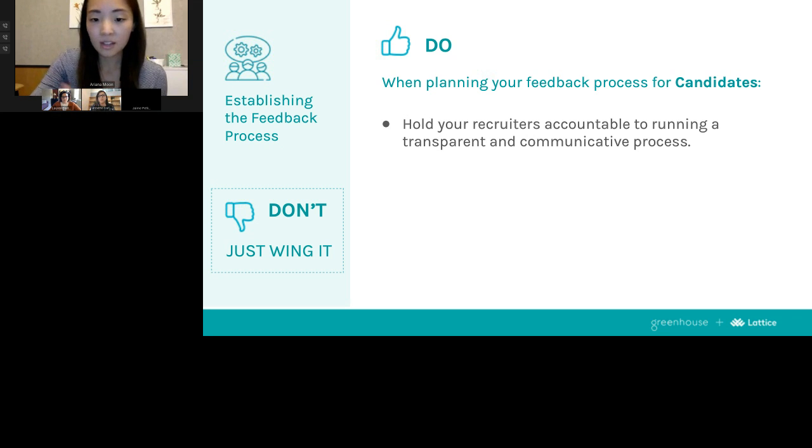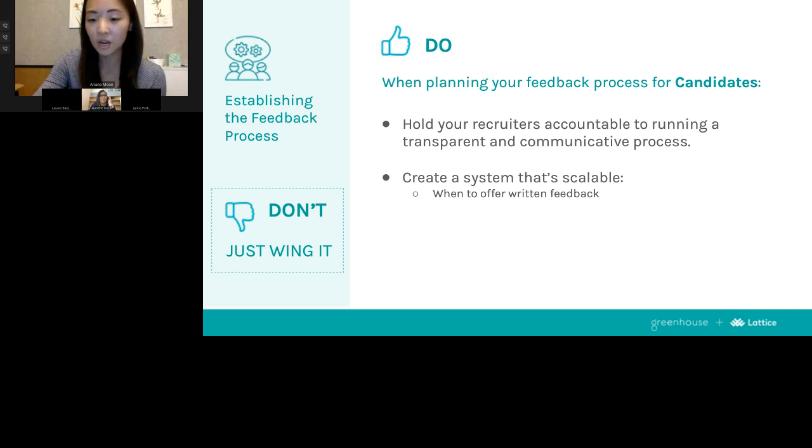Another thing that I think about when I'm thinking about the feedback process is creating a system that's scalable, especially because a lot of the times on recruiting teams, we're running a lot of different searches. We're interacting with hundreds of different candidates. You want to make sure that there is consistency across the standards that you are holding when you are delivering feedback. So a few things that I chat with my team about is when it's appropriate to offer written feedback, when it's appropriate to offer feedback calls.